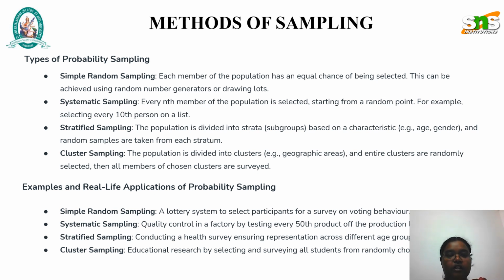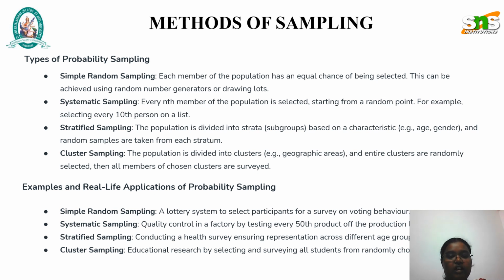Stratified sampling. The population is divided into strata, that is subgroups, based on characteristics like age, gender, or socio-demographic details, and random samples are taken from each stratum. Cluster sampling. In cluster sampling, the population is divided into clusters, for example, geographic areas. Entire clusters are randomly selected, then all members of the chosen clusters are surveyed.